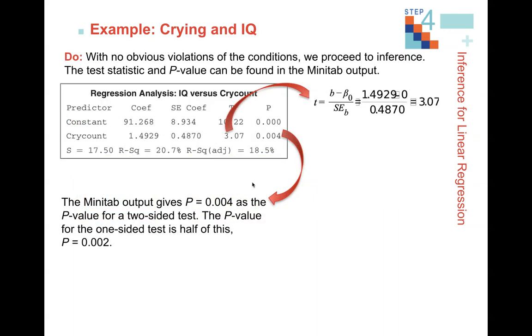For the do step, this is really, really nice because check this out. They give you the T right here, 3.07. So they literally give you everything you need. Not only do they give you the T test statistic, but they also give you the p-value that's associated with this T test statistic. So everything is done for you. You just have to know where to look. It's right here and it's right here.